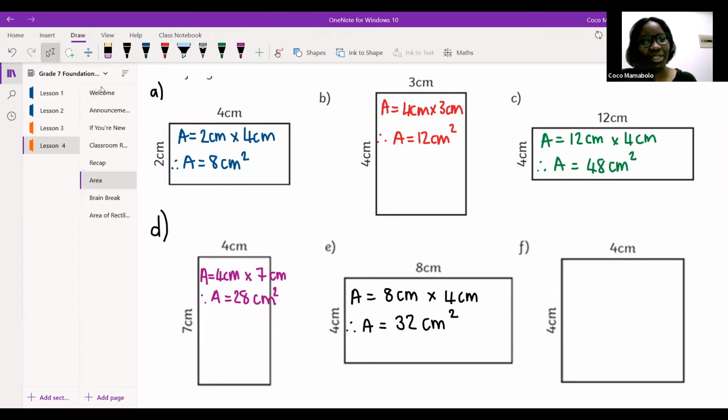Okay, Sam, let's do the last one. Ma'am, A equals 4 times 4. A is equal to 4 centimeters times 4 centimeters, equals 16. Therefore A equals 16 centimeters squared. Well done, centimeters squared. Okay, you guys are doing such an amazing job.